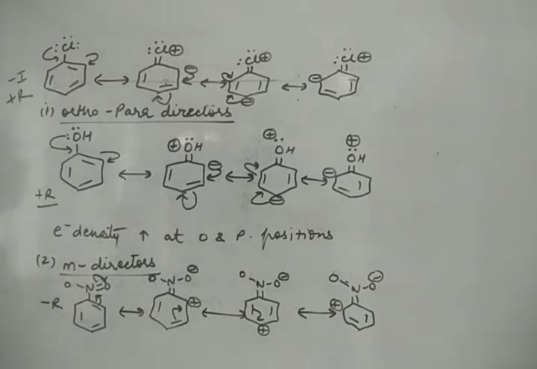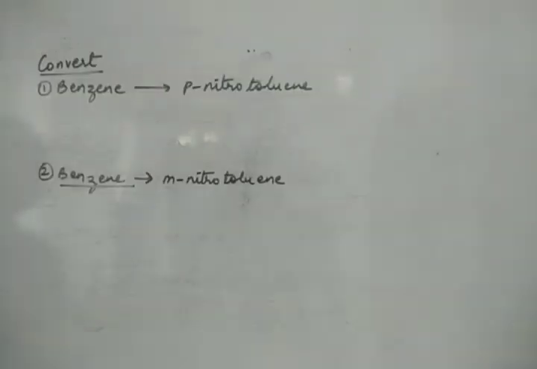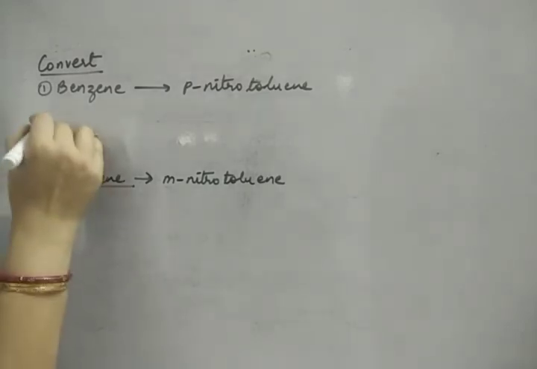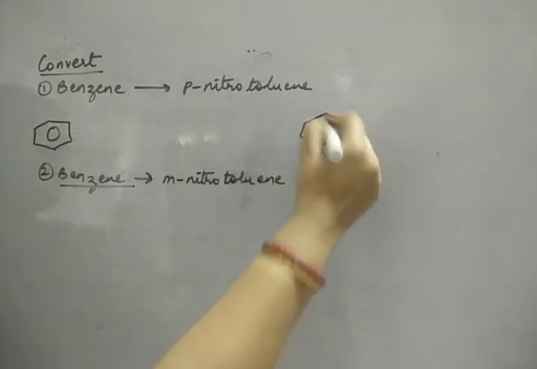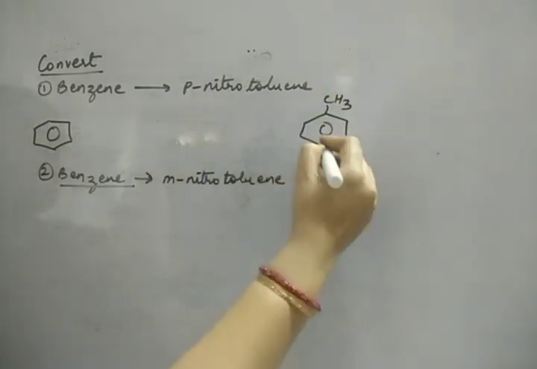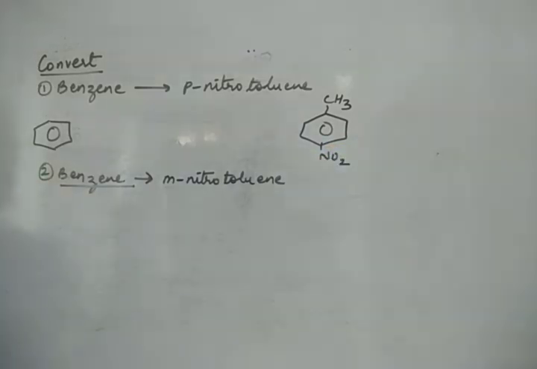So this was all about the directive influence. Now let's solve some questions based on the directive influence. Now we have to convert benzene to para-nitrotoluene, and in the second question we have to convert benzene to meta-nitrotoluene. Now how is it done? So first I will take benzene. Now para-nitrotoluene is this. Okay, this is toluene, and to the para position nitro group is there. So two groups I have to introduce.